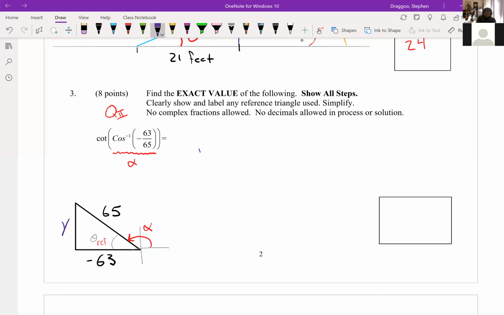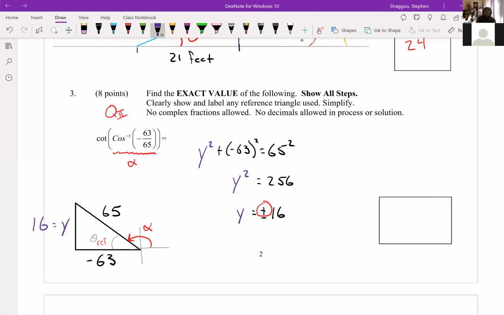And I can set up an equation. y squared plus negative 63 squared is equal to 65 squared. Throw all that into a calculator. 65 squared minus 63 squared should be 256. Meaning that y is plus or minus 16. And since we're in the second quadrant, I want the positive y value rather than the negative y value. So y is 16.